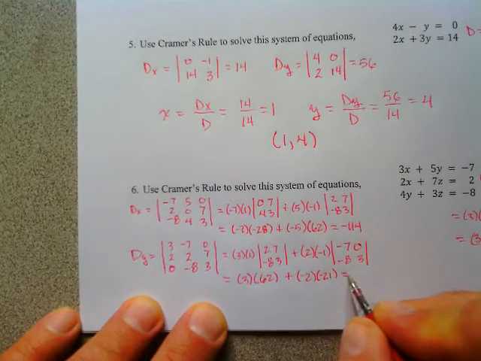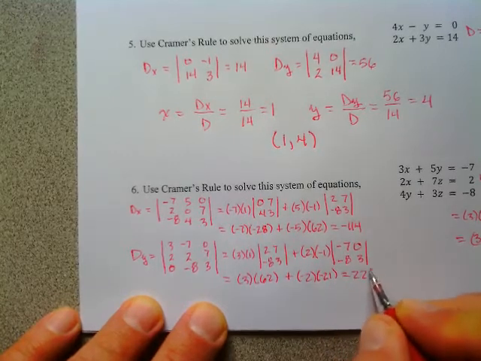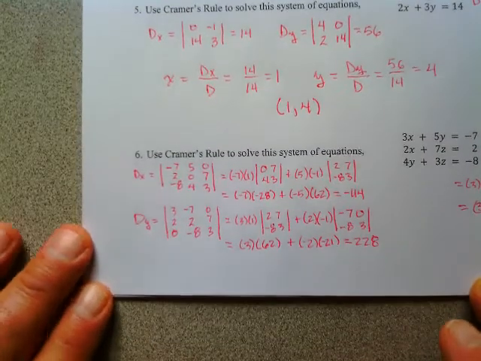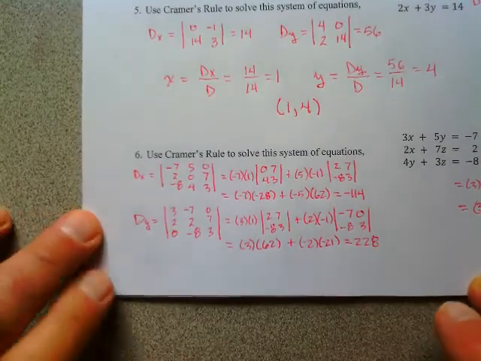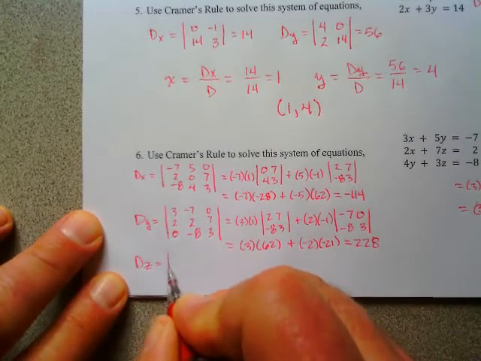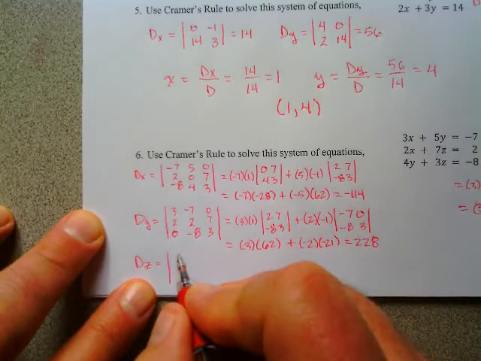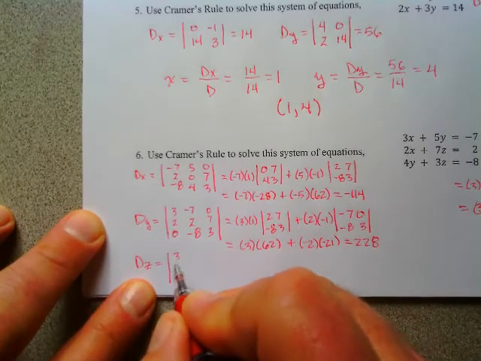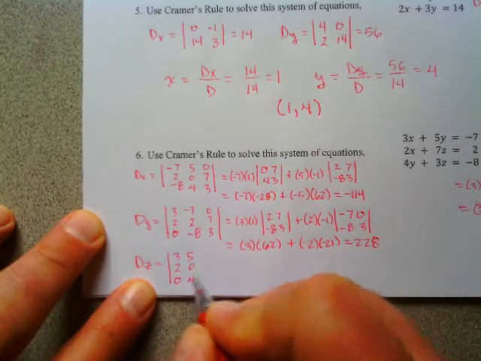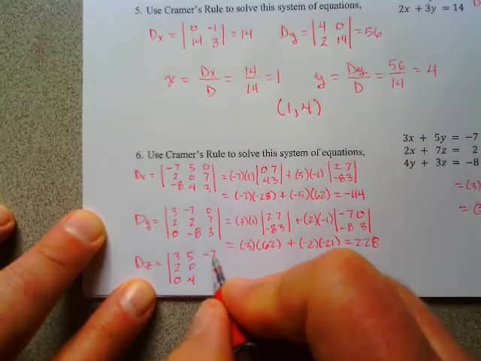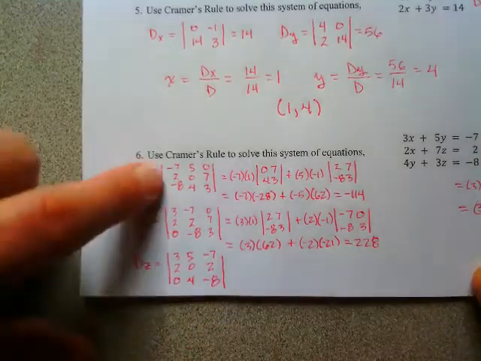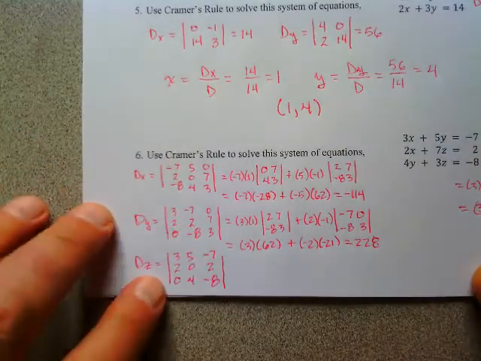And this one equals 228. And let's go ahead and do our dz. And now we're going to replace the third column. So notice how those same set of numbers moved across for the x, y, and z.